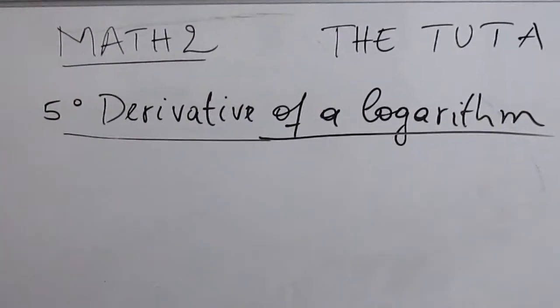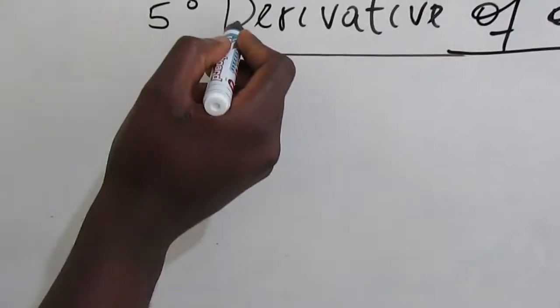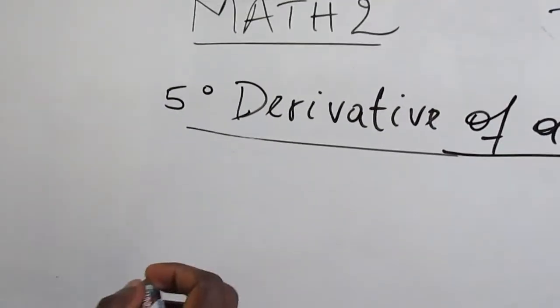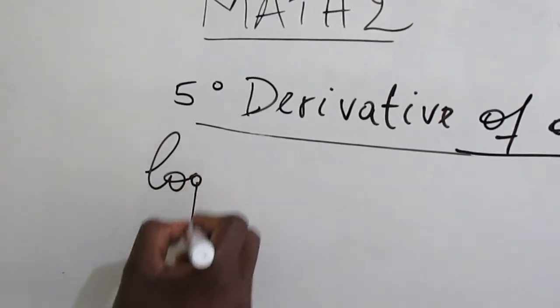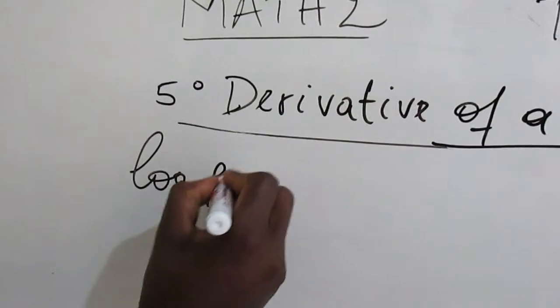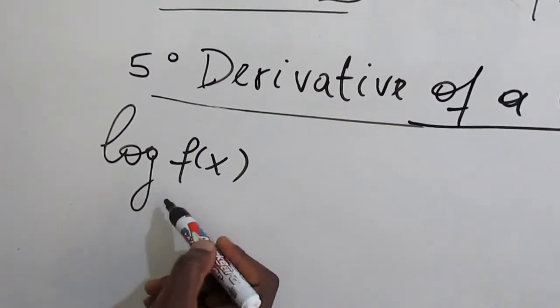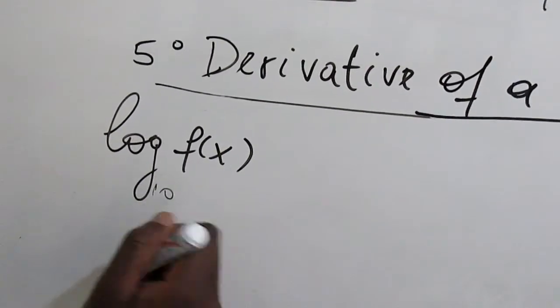Okay guys, let's now talk about the derivative of a logarithm. I guess everybody knows what a logarithm is. So this is the symbol, okay? Let's say you are given log of f of x. If there is nothing in the base, it means that it's 10 for a logarithm, but you don't usually put it.